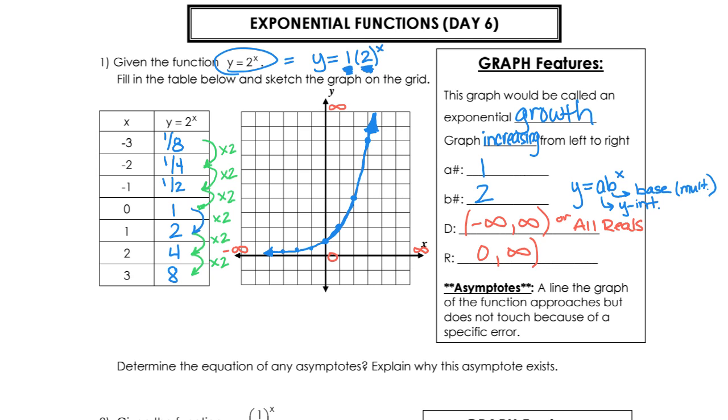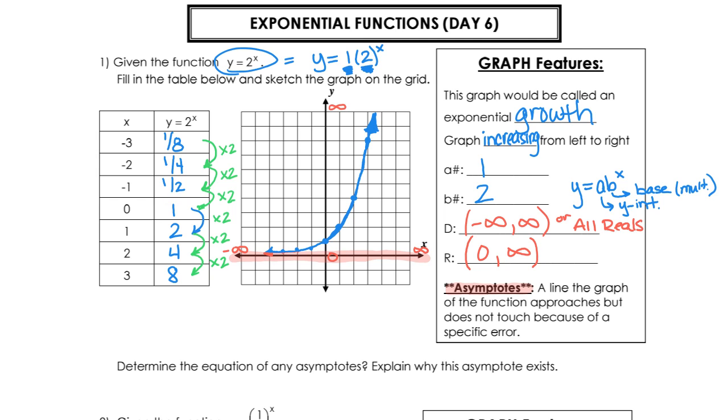And so because we're not going to reach 0, we don't want to include 0, and therefore 0 in our range will always get a round parenthesis. Okay. The x-axis, guys, actually has a name, and they call it an asymptote. Asymptote. That's how you say it. It's a line that the graph of the function approaches but does not touch because of a specific error. And that line is actually our x-axis in this one. So this is our asymptote. Our x-axis is the line that our graph will never touch.